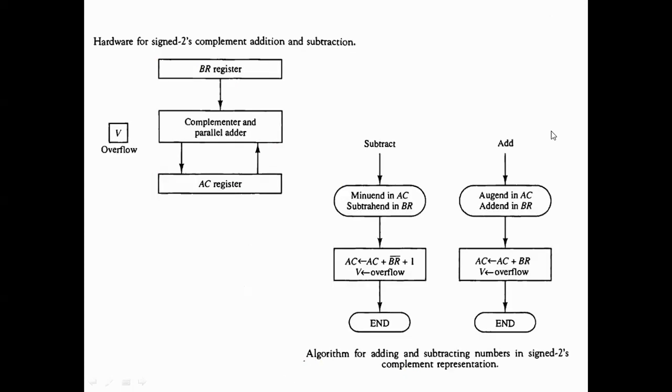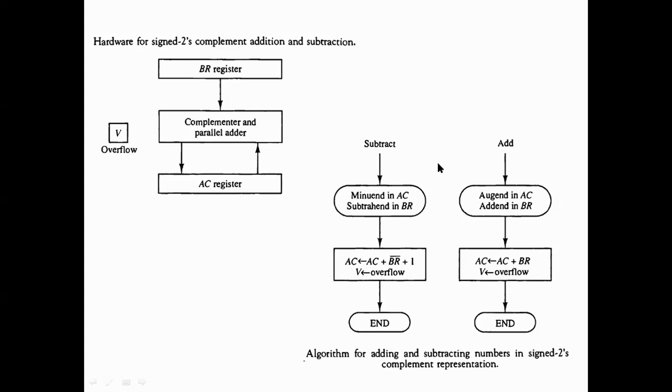Okay, let us see the hardware implementation for this. The hardware implementation for 2's complement addition and subtraction will be very simple. We will have one register in which one number will be stored, another register in which the second number will be stored. There will be an adder, a parallel adder, used for addition. And if I have to do subtraction, I also need a complementer because I have to do a 2's complement. And a flip-flop for storing the overflow if there is any. So the hardware is very simple for 2's complement addition and subtraction.